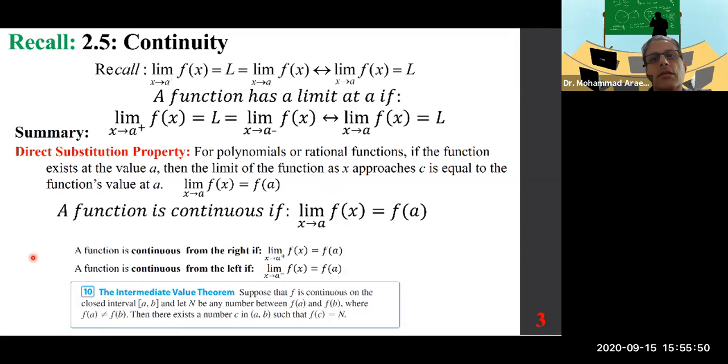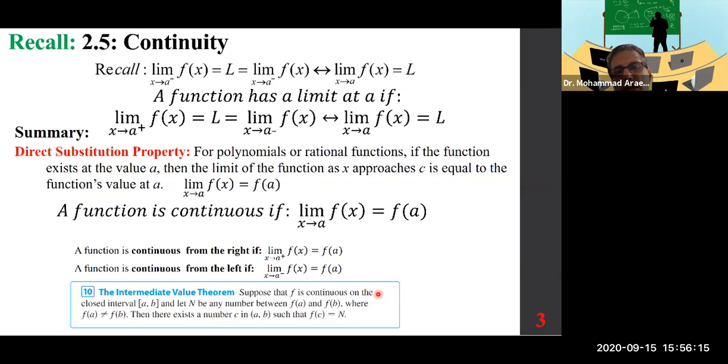Continuity tells us simply that a function is continuous as long as the functional value and the limit are the same. So this is the bottom line. Every function is continuous in its entire domain as long as we can come up with a domain. And also we have the intermediate value theorem, the last piece we looked at.